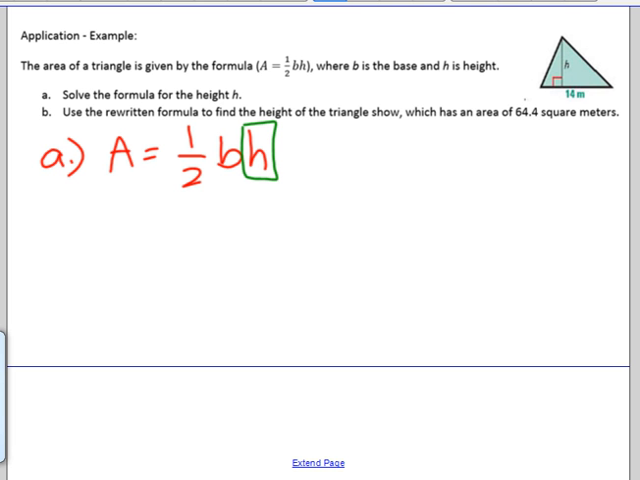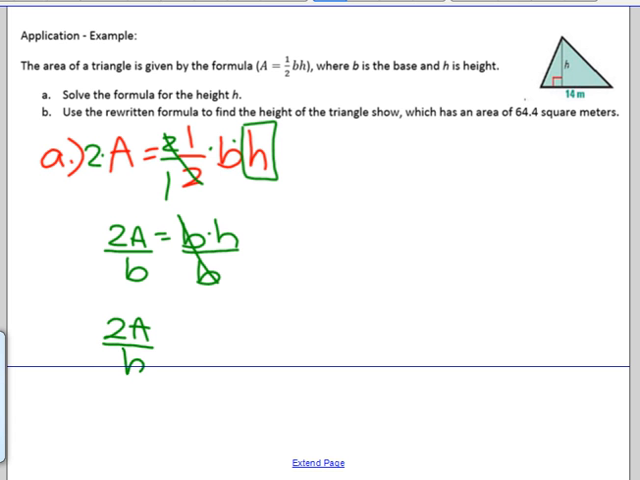So I want to get rid of the 1/2 and the B. Now I'm multiplying all three of these together. So what I can do to get rid of this 1/2 is I can multiply by 2 over 1, kind of like clearing fractions with our equations that we've worked with in the past. If I multiply both sides by 2 over 1, these 2's cancel, so I have 2A is equal to B times H. Now I still want to get H by itself, so I can divide both sides by B. So I have 2A over B is equal to H. All right, that was part A.